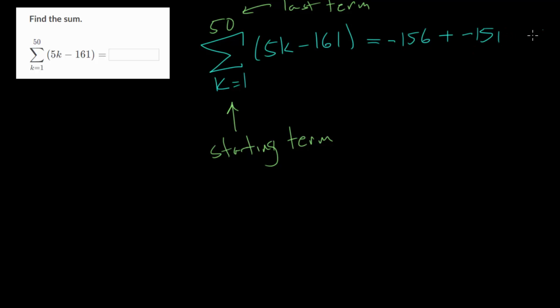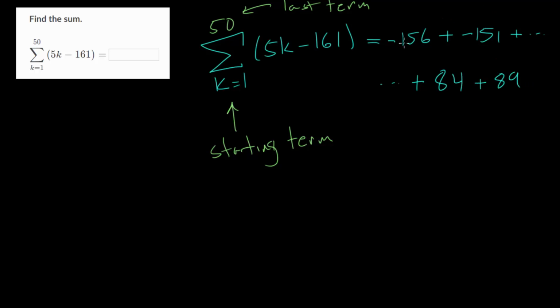And after that, let me make some space. You would plug in k equals 3. You get 15 minus 161, which is minus 146. You plug in k equals 4, k equals 5, and so on. And you just keep adding them together all the way up to k equals 50. So we can say for k equals 49, you get 5 times 49 minus 161, which is 84. And when we plug in k equals 50, our last term here, 5 times 50 minus 161 would be 89.